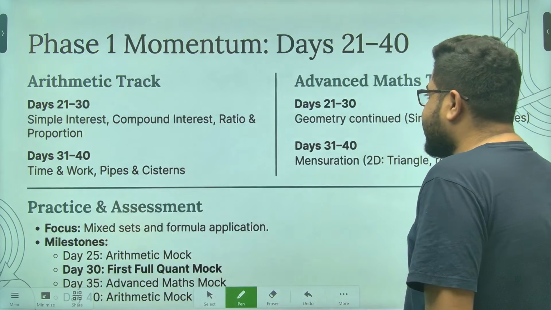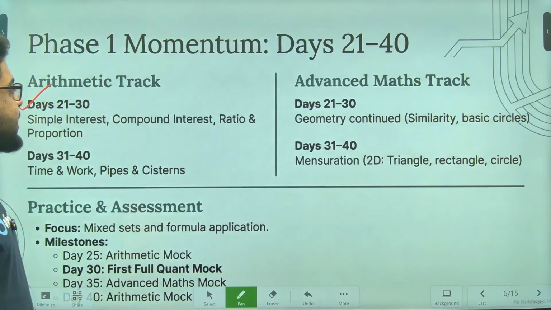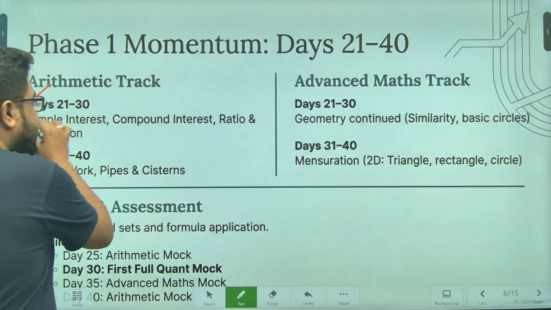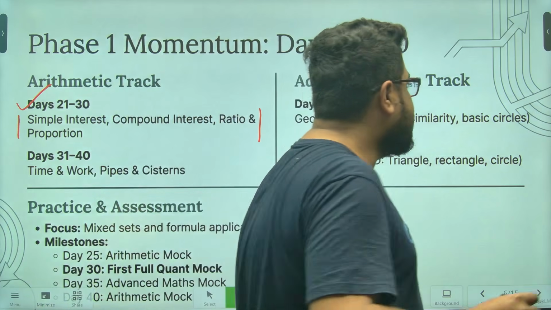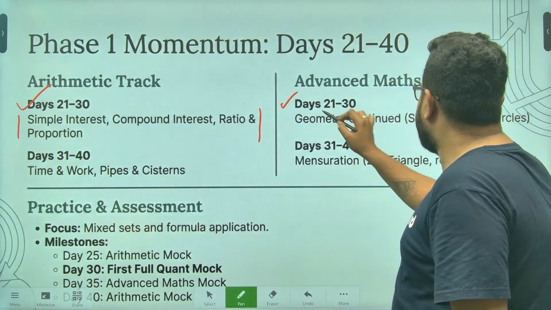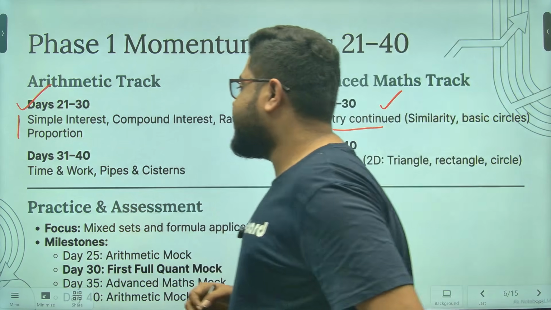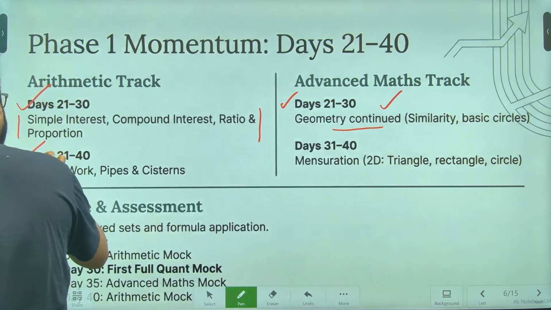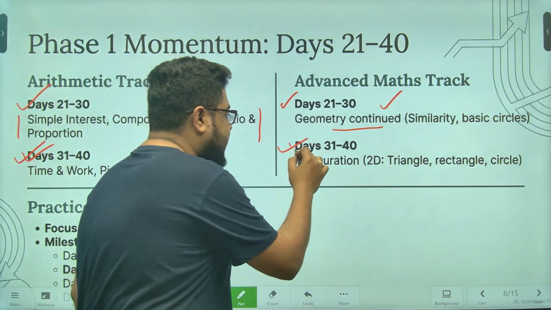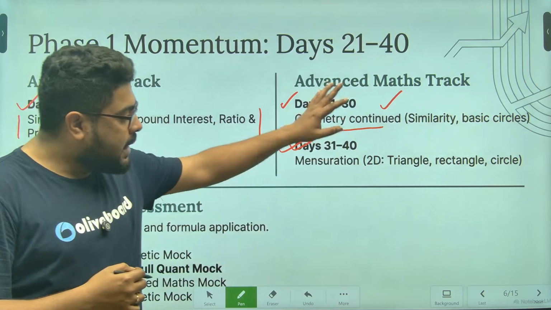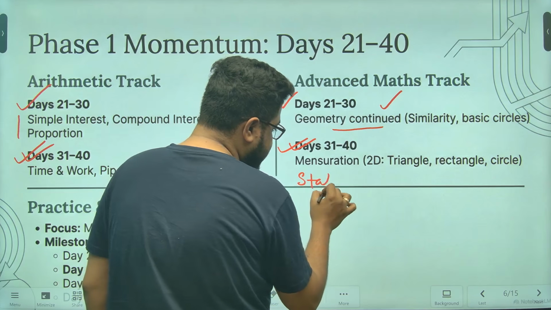Now comes the next phase of days. So day 21 to 30. Go into ratio, proportion, and interest, and on the advanced front, complete the remaining geometry. And again, 31 to 40: time and work, pipe and cistern, the similar chapters, and mensuration, at least complete 2D. Here I will suggest you go and add statistics to this list.